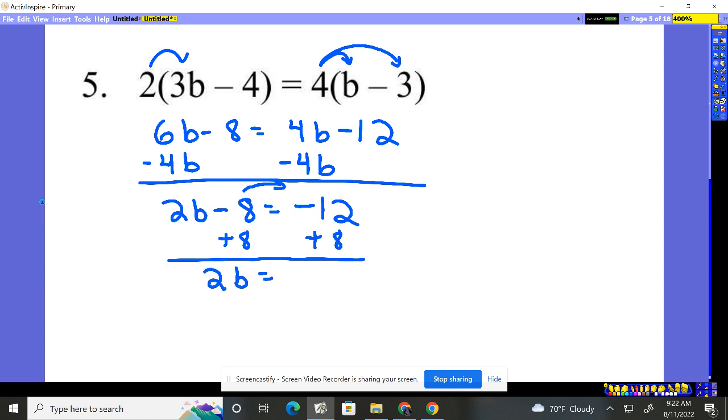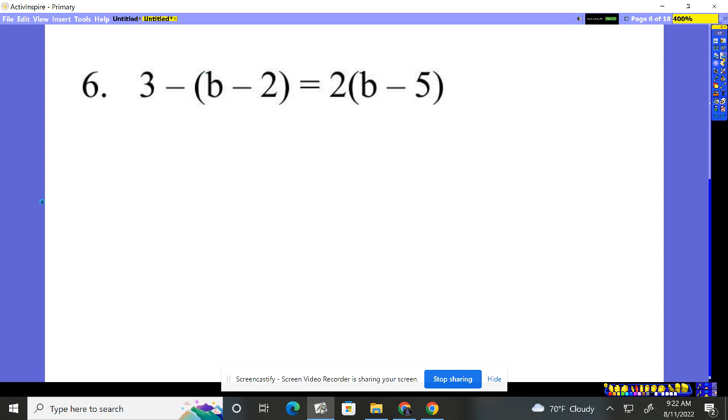2b equals lose 12, gain 8. Well, you've lost 4 overall. Now to solve it, divide final step by 2. B is equal to negative 2 for number 5. If I plug negative 2 in here on that B and that B, the two sides will be equal. That's the whole point of why we're doing it.